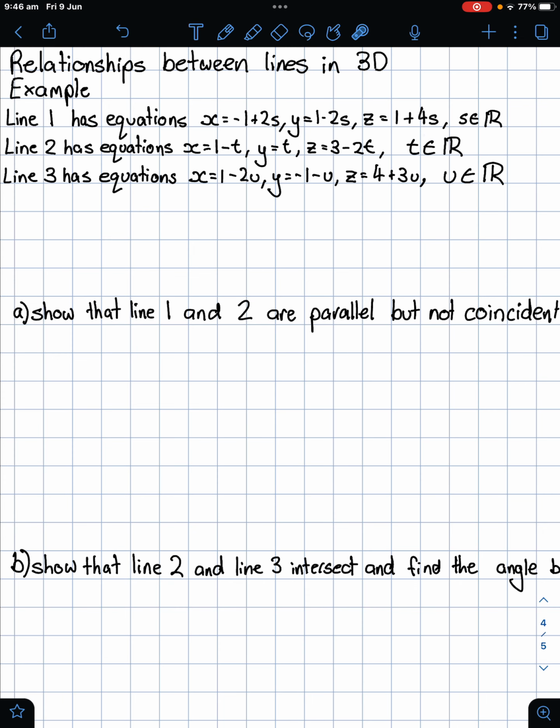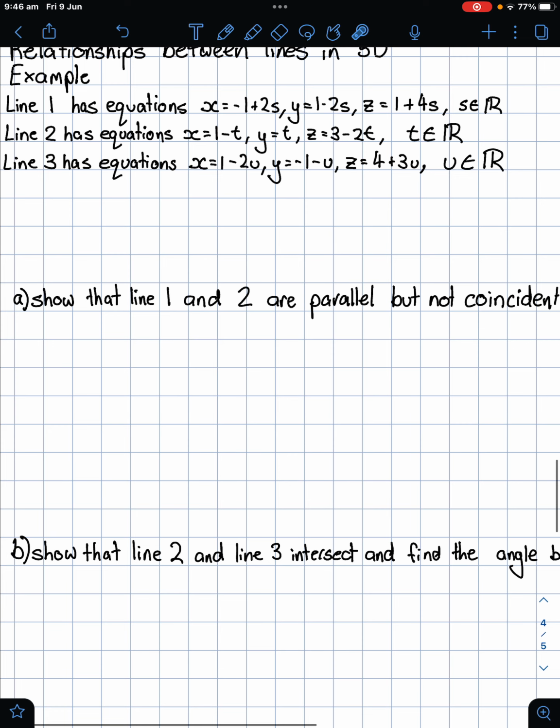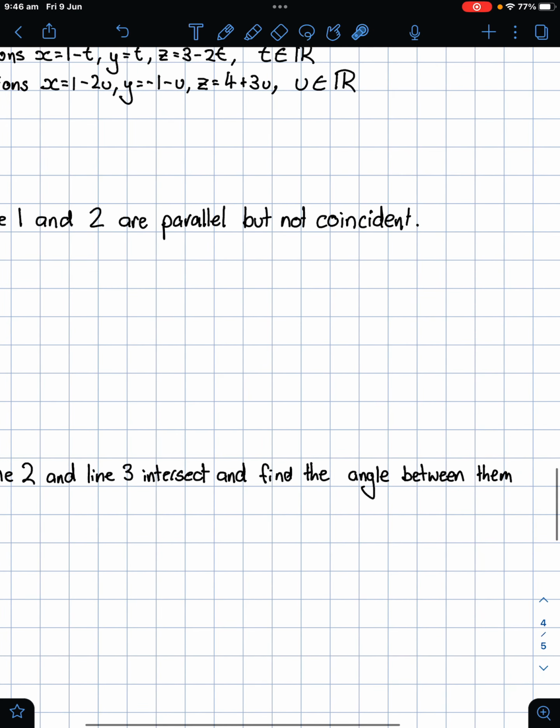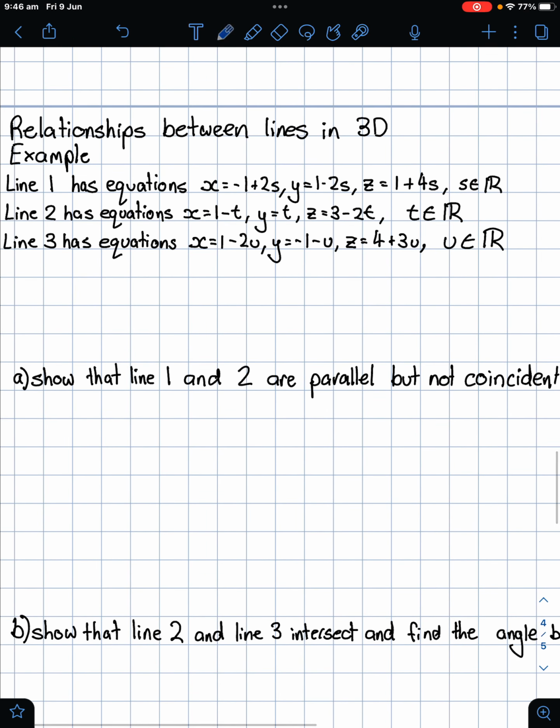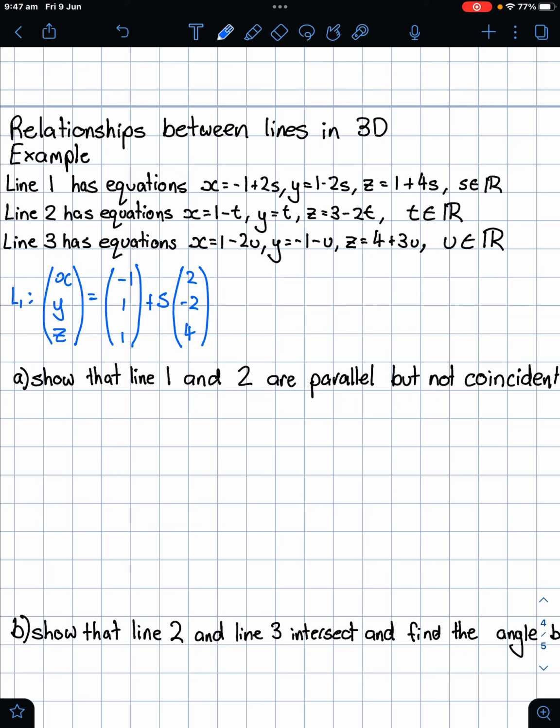We've got line 1 with an equation, line 2 with an equation, and line 3 with an equation, which we're going to read out in a minute. Show that line 1 and 2 are parallel but not coincident. What we've got to do here is find the direction vectors. This is where it's worth writing our lines in this form: X, Y, Z equals the fixed point -1, 1, 1, plus its constant S times 2, -2, and 4.